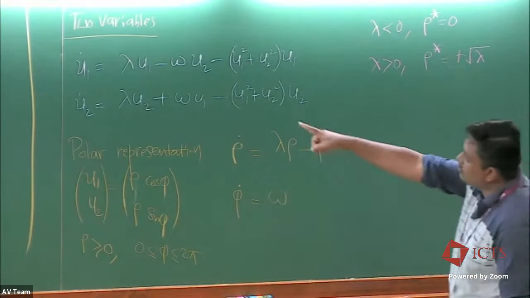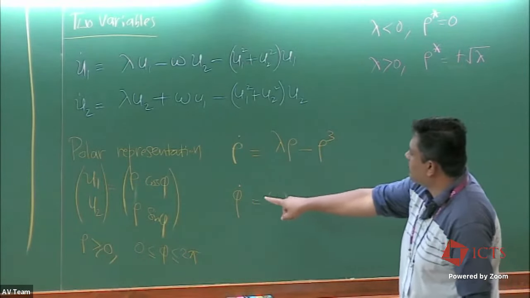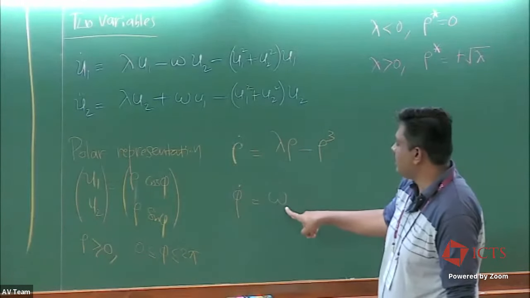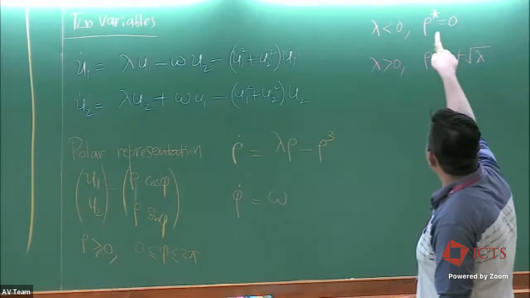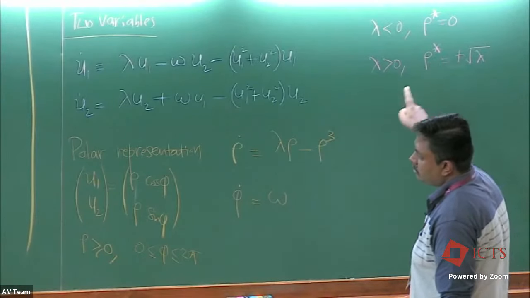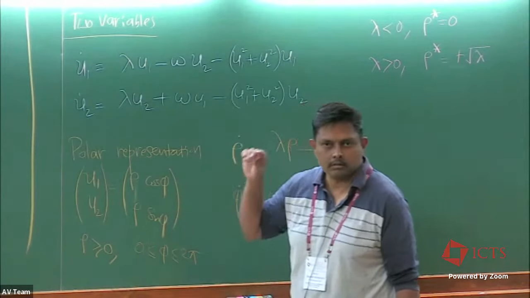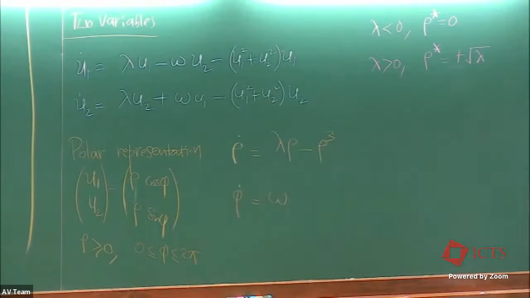And now look at the dynamics of U. So phi dot is omega, which means phi increases linearly in time, and rho is some positive number. So therefore U1 and U2 will oscillate. Does that make sense? Yes? No?